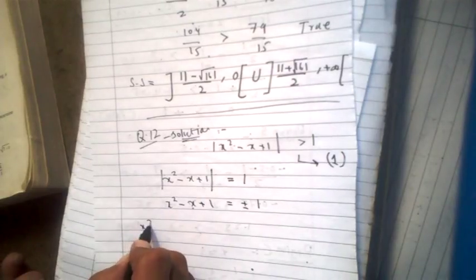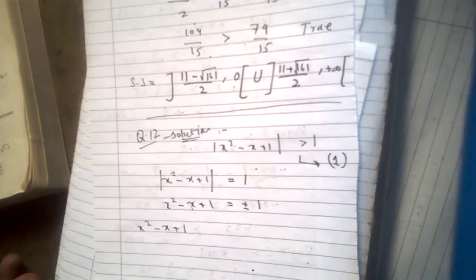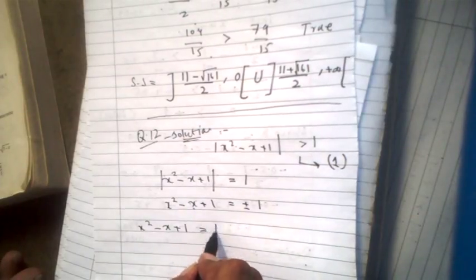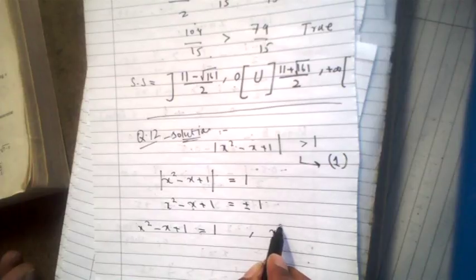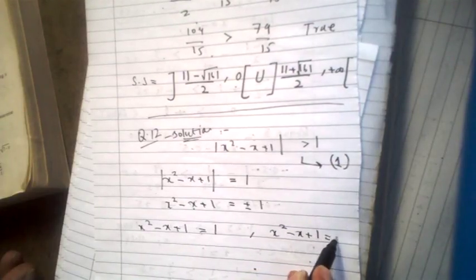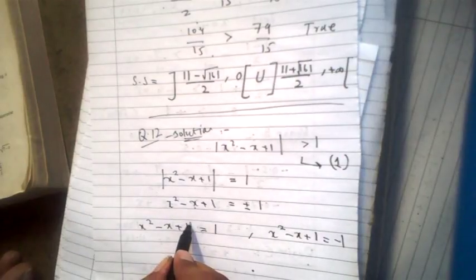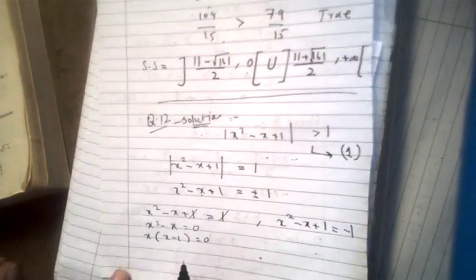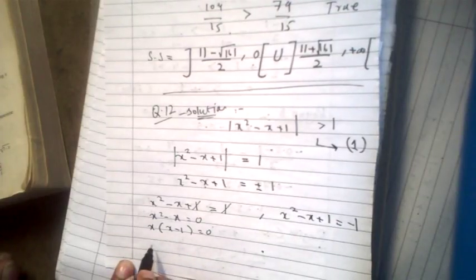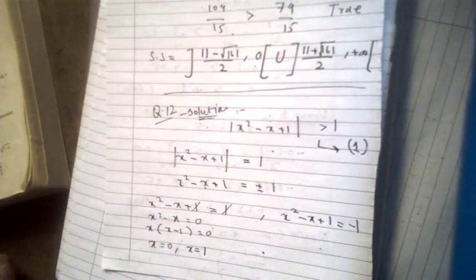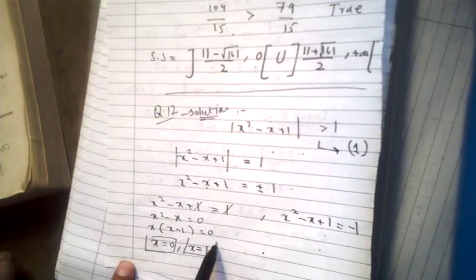So one equation is x square minus x plus 1 is equal to 1, and the other is x square minus x plus 1 is equal to minus 1. On solving this, plus 1 is cancelled by this 1. You get x square minus x is equal to 0, and taking x common, x times x minus 1 is equal to 0. Therefore the boundary points from this equation are x is equal to 0 and x minus 1 is equal to 0, that is x is equal to 1. So these 2 points are the boundary points.